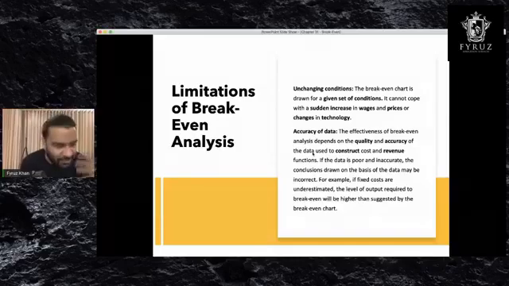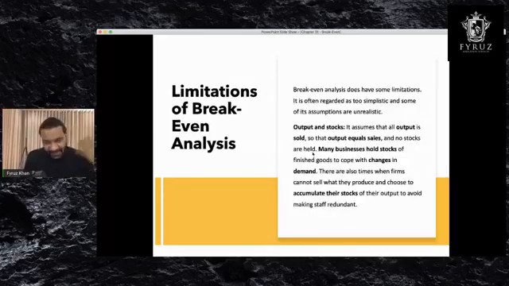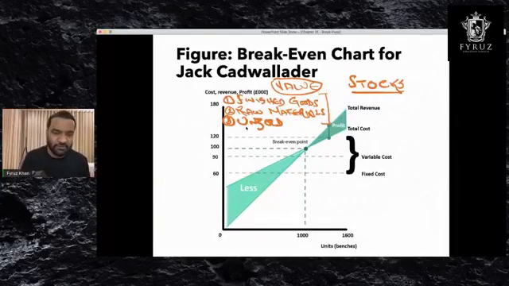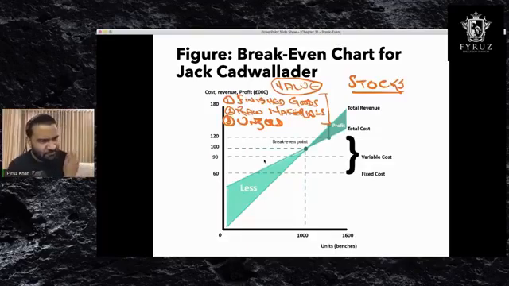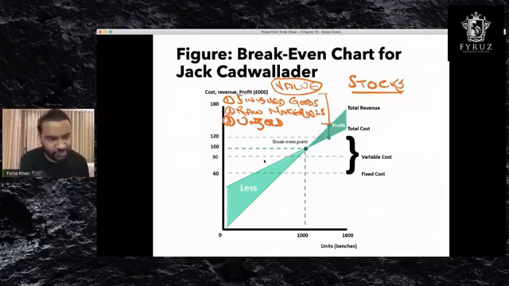The third is accuracy of data. By accuracy of data, I mean because you've constructed this break-even chart on the basis of past data, whatever has happened in the past, not in the future or not in the present moment. So, past data may not be accurate because that has happened in the past. It's not given that it's going to happen again in the future.